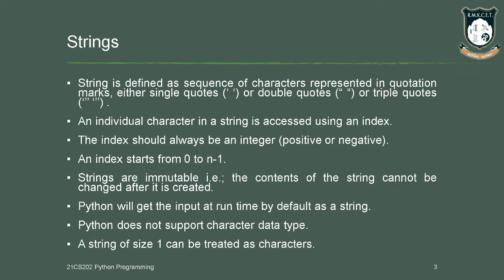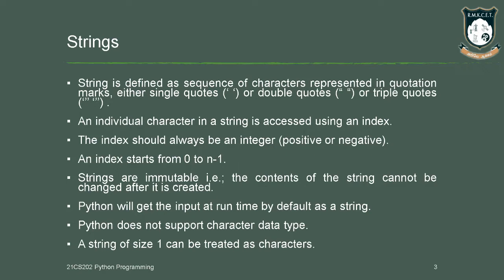For example, if there are 5 characters in a string, the indexing will be from 0 to 5 minus 1, that is 0 to 4. Totally 5 characters will be there, but the indexing will be 0, 1, 2, 3 and 4, totally 5.